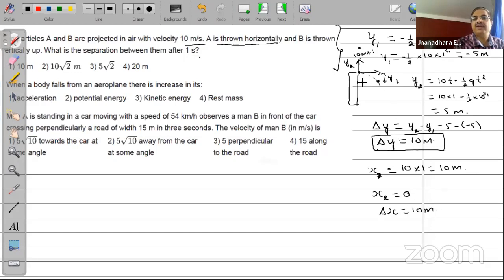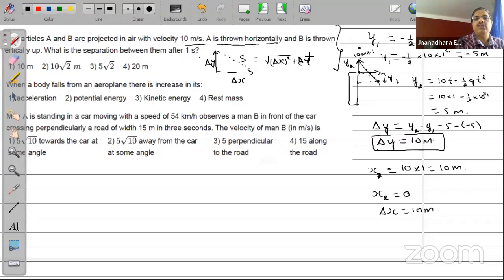So the particle is somewhere here, and you have to find out what is the separation between the two. This separation is what they're asking you. I know delta x. I know what delta y is. I have to find out the separation between the two, which is s, therefore, will be equal to root of delta x square plus delta y square.